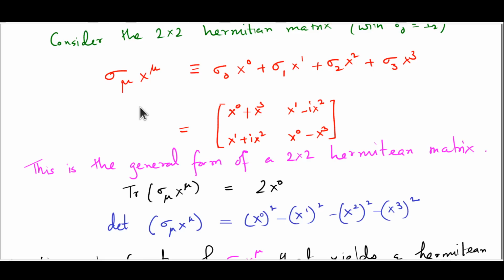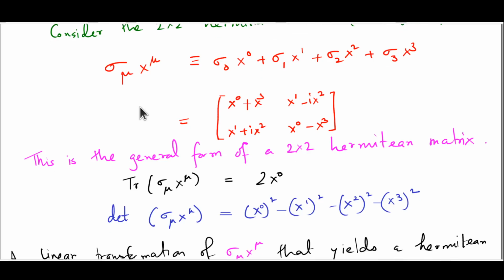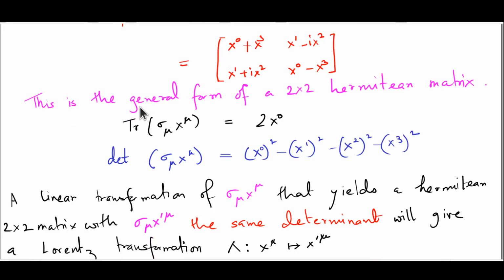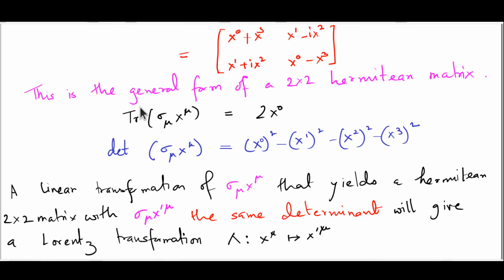So what we have here in the form sigma mu x mu, a sum over 4 matrices with 4 coefficients, is a general 2x2 Hermitian matrix, whose determinant is what I want to keep invariant. So a linear transformation of sigma mu x mu that yields a Hermitian 2x2 matrix, and the moment the resulting thing is a Hermitian 2x2 matrix, you can write that as sigma mu x prime mu with the same determinant, will give a Lorentz transformation lambda from x mu to x prime mu.